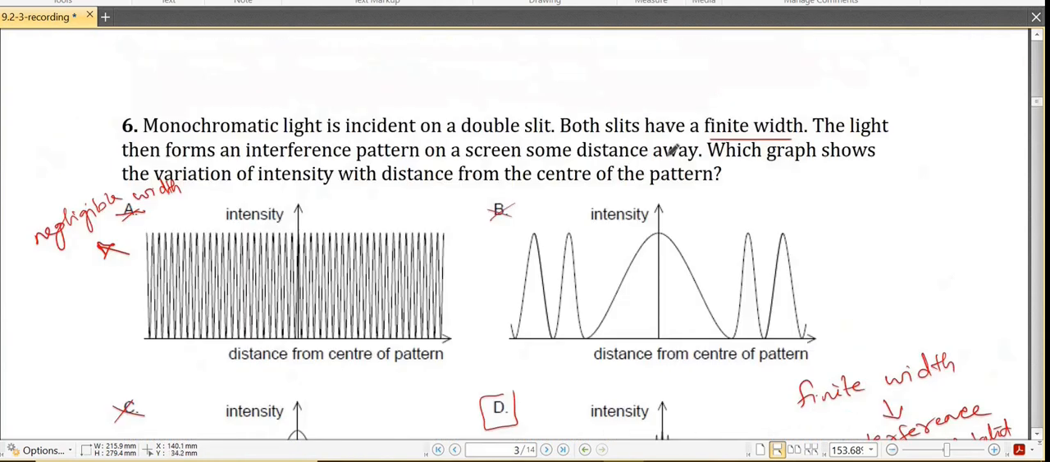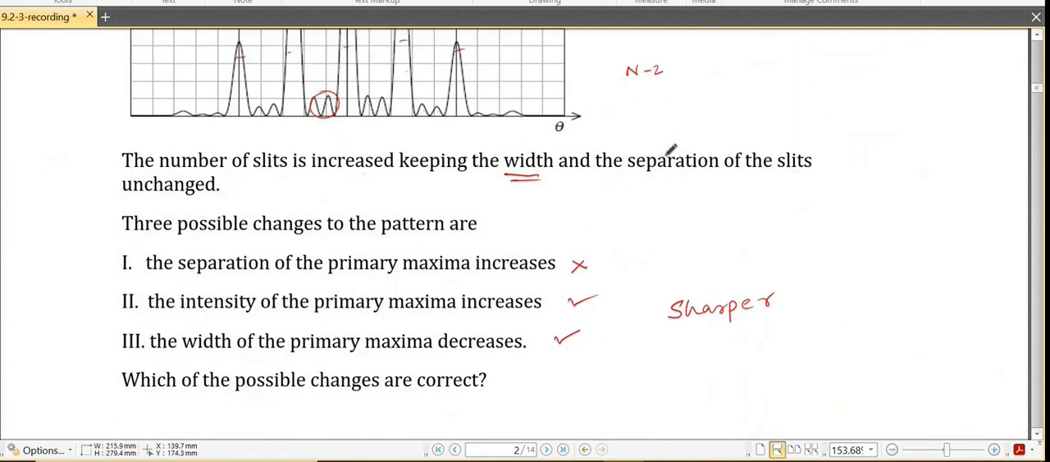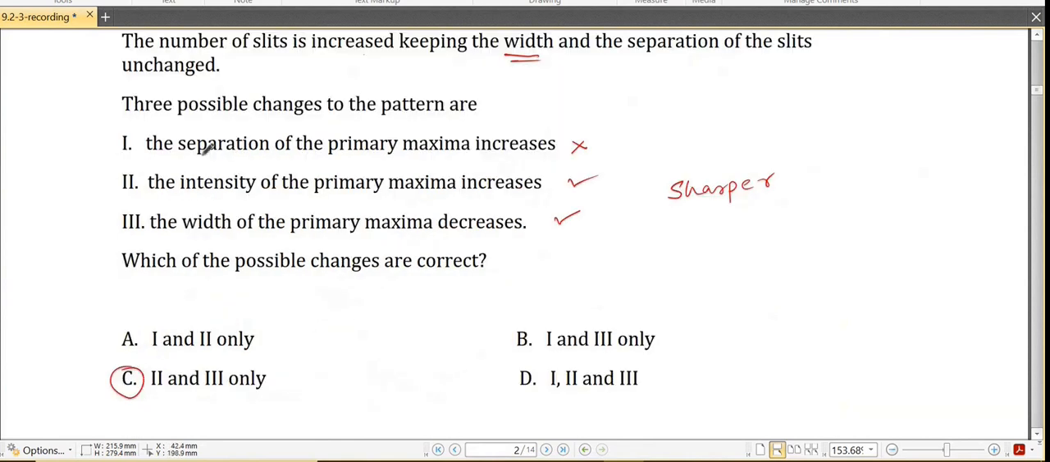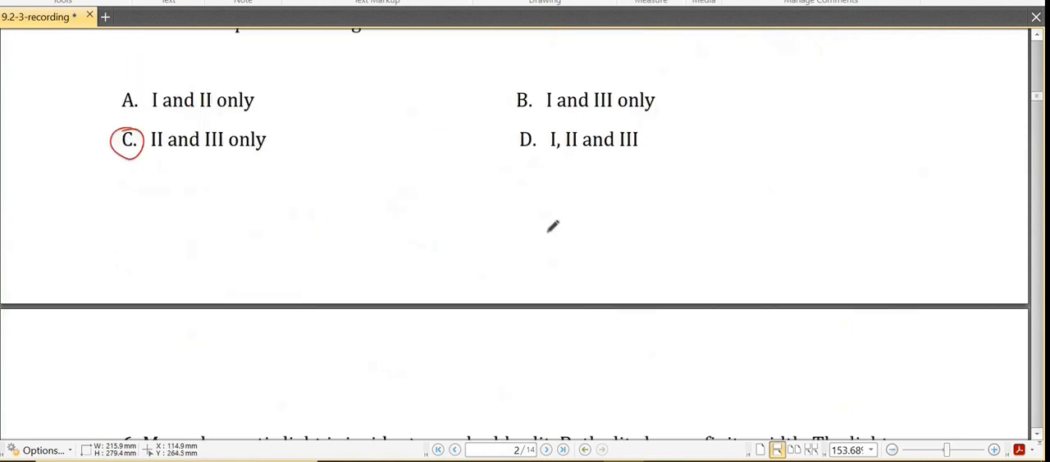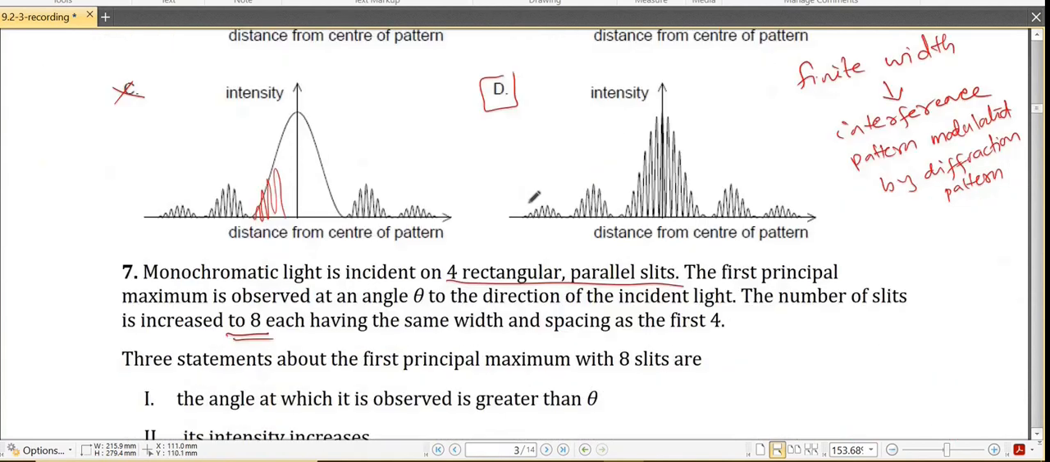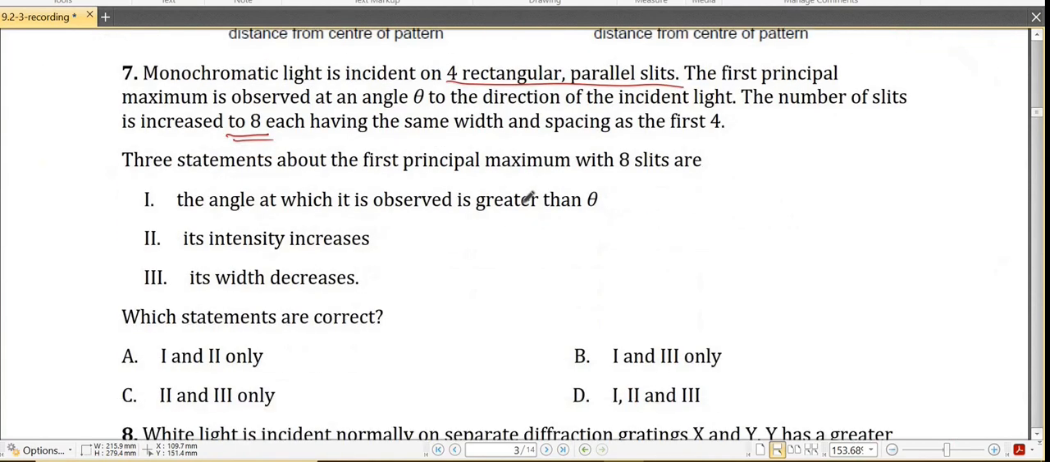Look, even here, when I was explaining this part to you, I said when the number of slits is increasing but keeping the width and the separation unchanged, the separation of the primary maxima will stay constant. That's what I said. So let's see, I did not even look at the options. Let's see what the options are. 3 statements about the first principal maximum with 8 slits. The angle at which it is observed is greater than theta. Do you think it will be correct? No, it will stay the same.